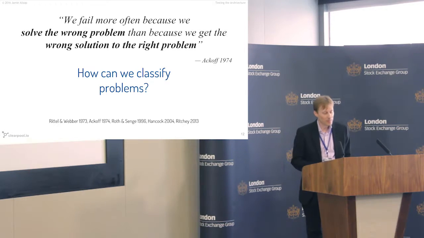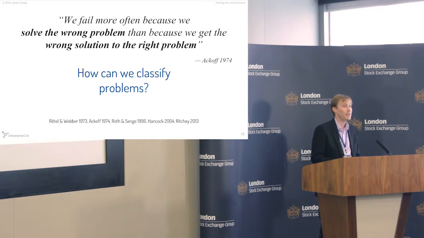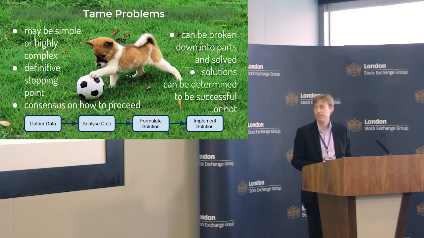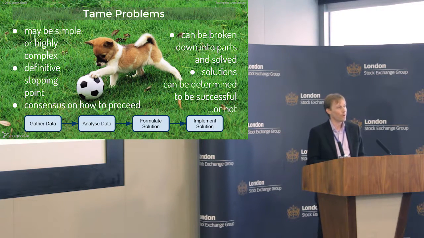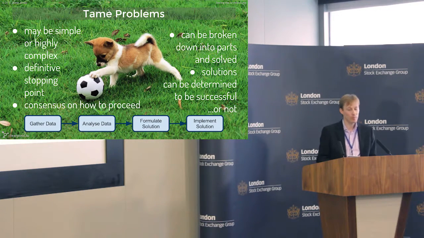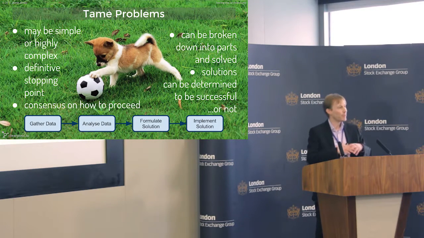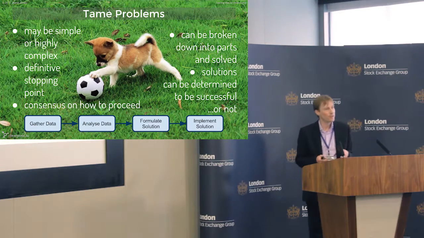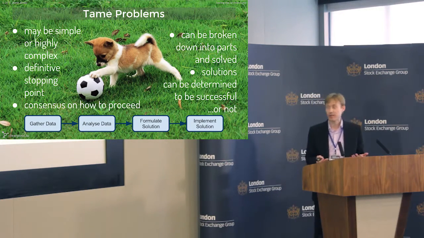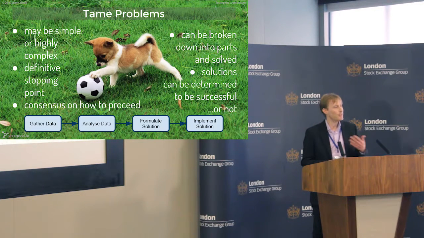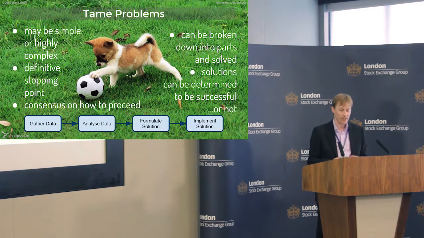And we can basically characterize problems in three different ways. We can characterize them as tame. Now, tame problems are not simple problems. They could be very, very complex problems, but what they do have is a definitive stopping point. And you can break these problems down into parts and deal with them piecemeal. And when you're done, you actually know whether you have been successful or not. So you can take a nice linear approach to solving them, and this is good.